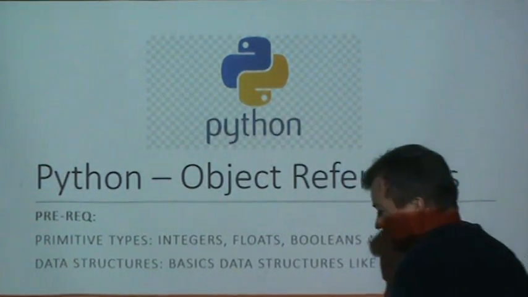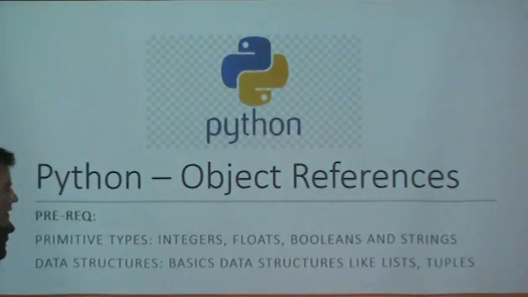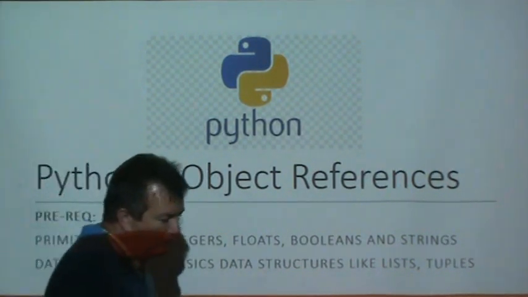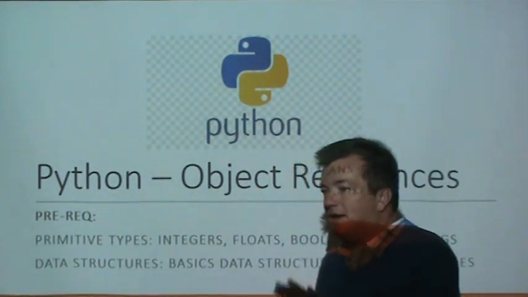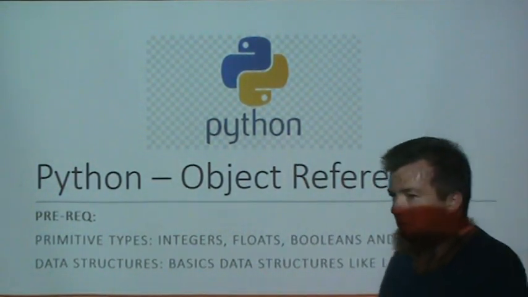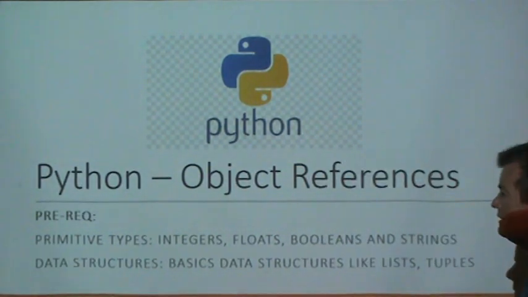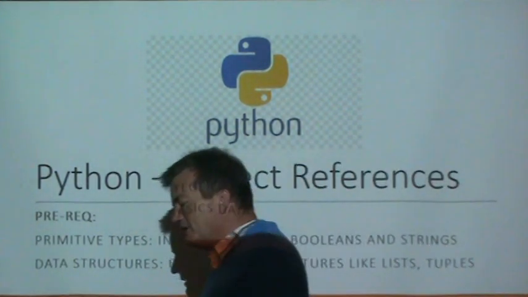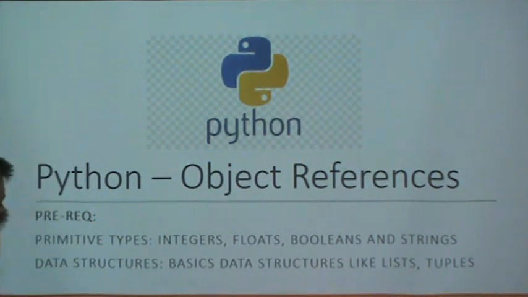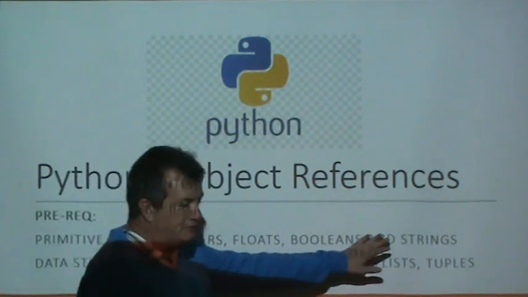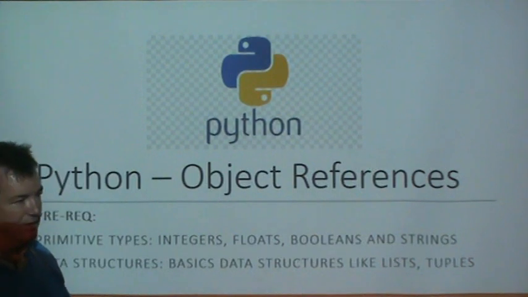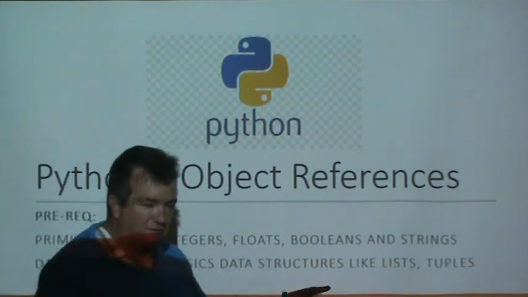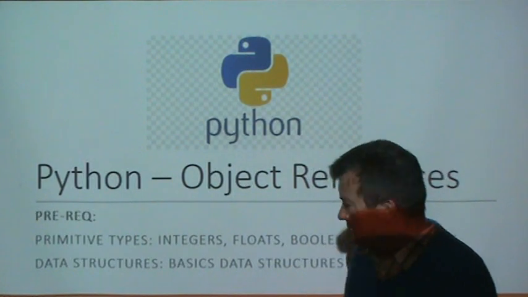Okay, so we're going to talk about the topic in Python, the topic of references to objects. In Python, everything is an object, including your integers and your floats. This talk has, as a prerequisite, but not really a strong prerequisite, that you know primitive types like integers, floats, booleans, and strings, which even though they're called primitive types, meaning supplied by the language, in Python everything is inside an object, so actually even integers are objects.